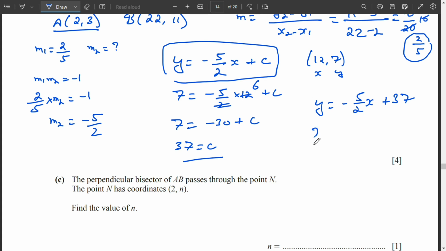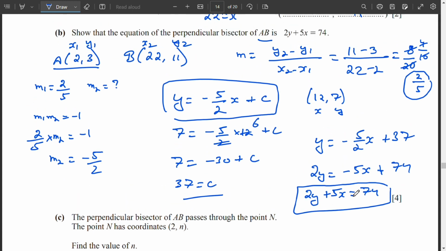So this becomes 2y equals 2 will get cancelled over minus 5x plus 37 times 2. We know, using the calculator, that 37 times 2 is 74. So this is 74. You take 5x to that side. So 2y, this will be positive, plus 5x equals 74. So this is what we have to prove: 2x plus 5y, hence proved, equals 74.